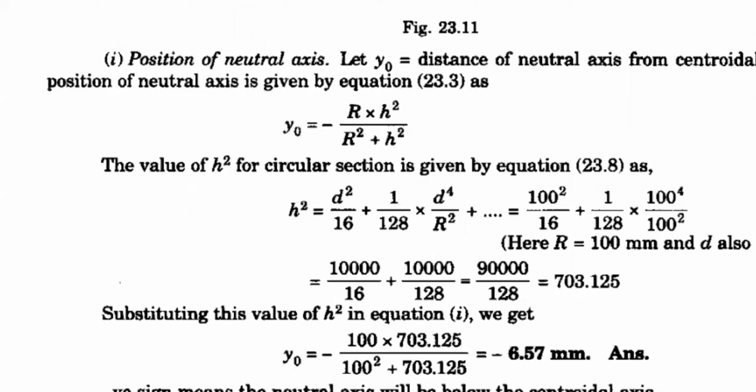Anyway, r is the radius of curvature. You already know that. R is the radius of curvature, and the value is given in the given data. Now what is the unknown value here? The h square value is the unknown parameter.